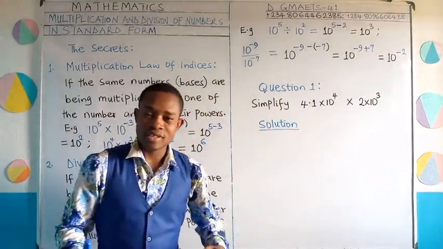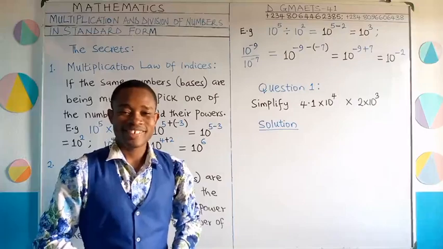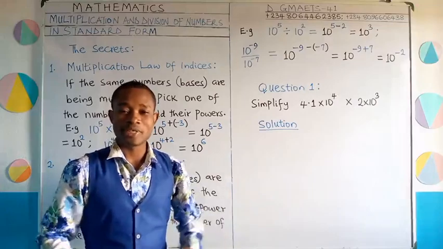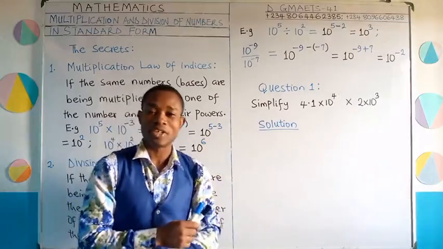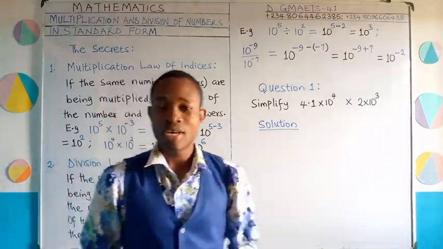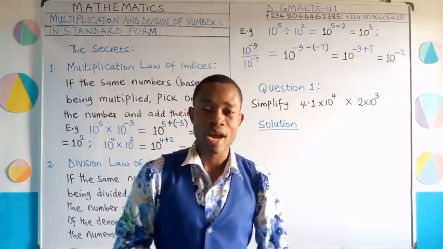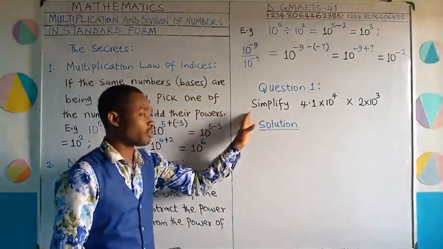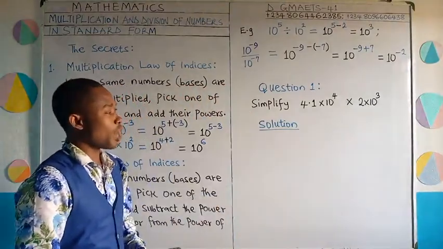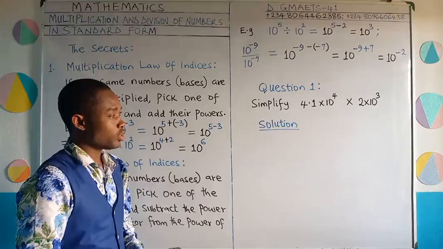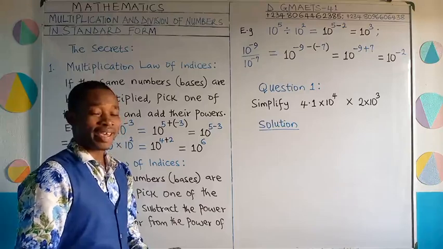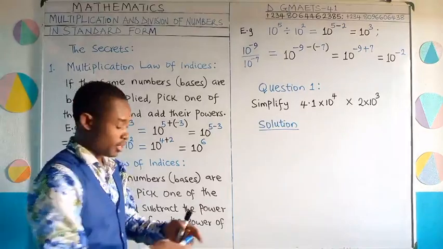Again, I've explained the division law of indices. When we are going to treat indices, I think the multiplication and division laws should no longer be any problem for you. Now, we have this question to solve. Simplify 4.1 times 10 to the power of 4 times 2 times 10 raised to the power 3.